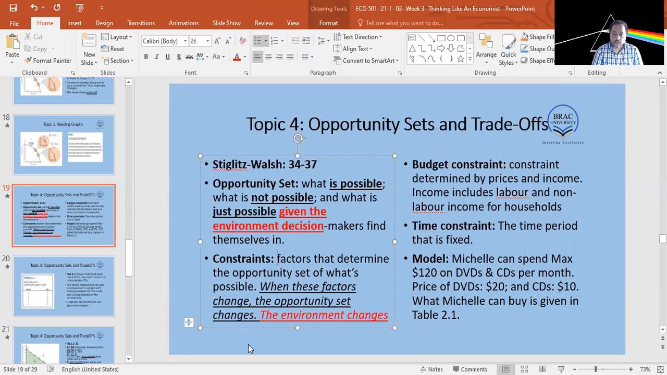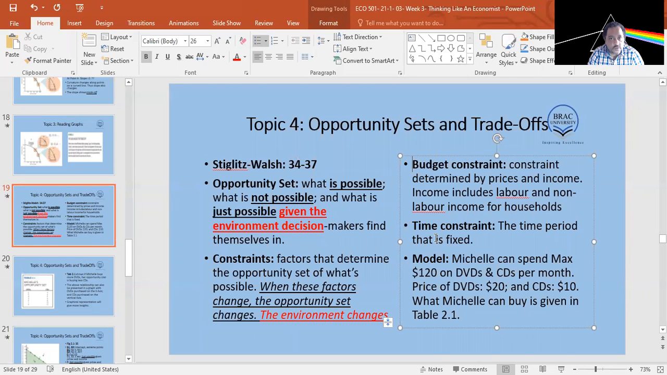What are the constraints? The constraints are the variables or the factors which, if they change, the opportunity set changes, the environment changes. If the price of something falls, that brings more opportunity to the household. If the income of the household rises, that brings more opportunity for the household. The reverse is also true. If prices increase or a household's income decreases, that squeezes the opportunity that the household finds themselves in, the new environment that the household finds themselves in.